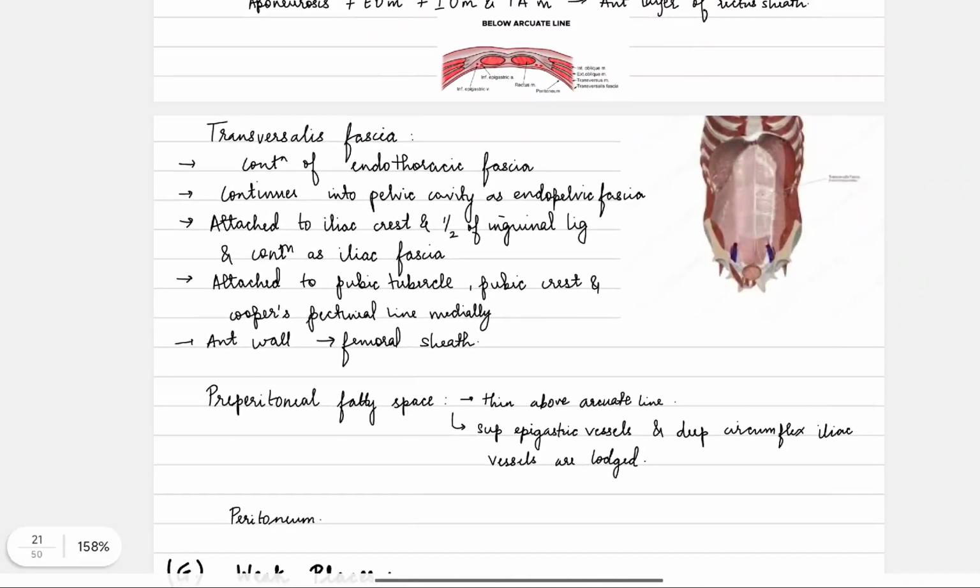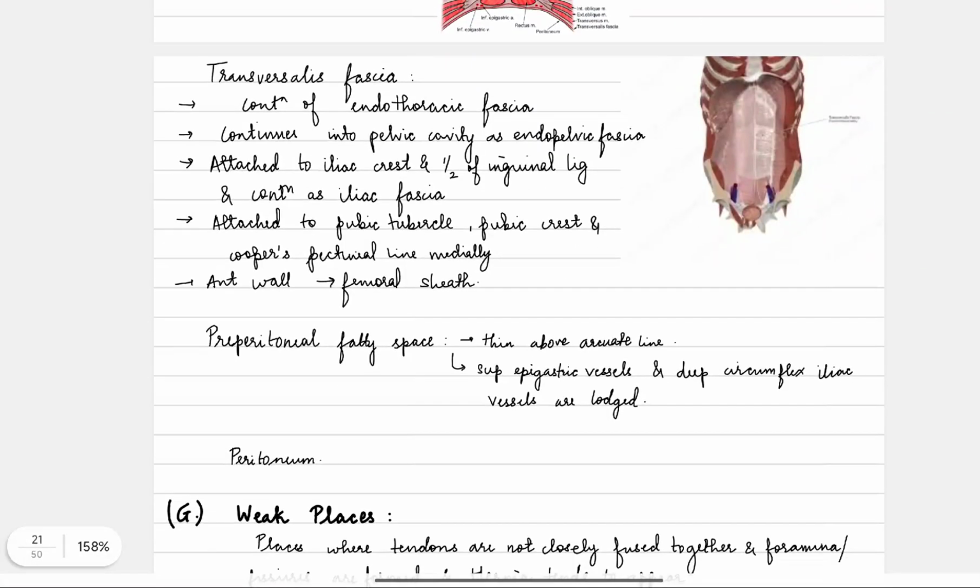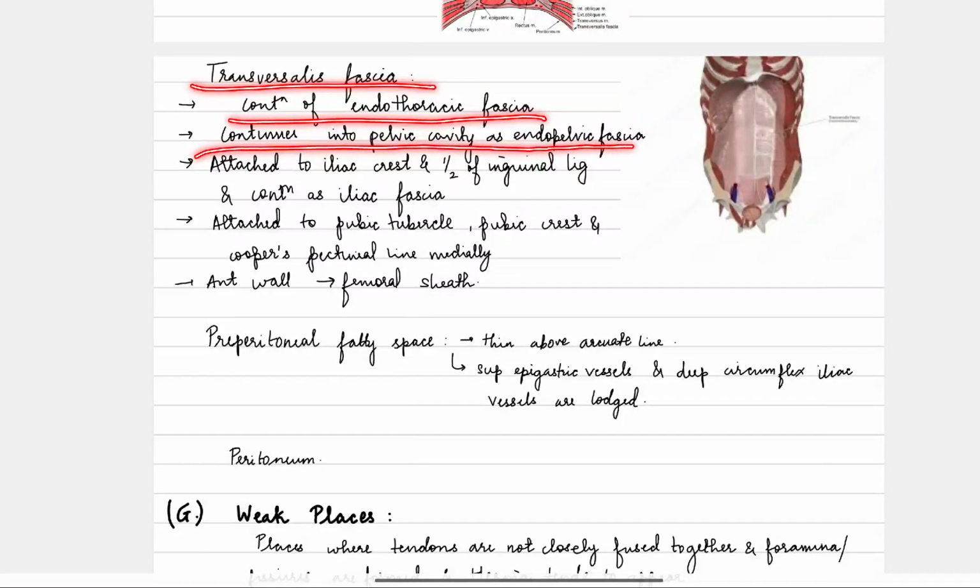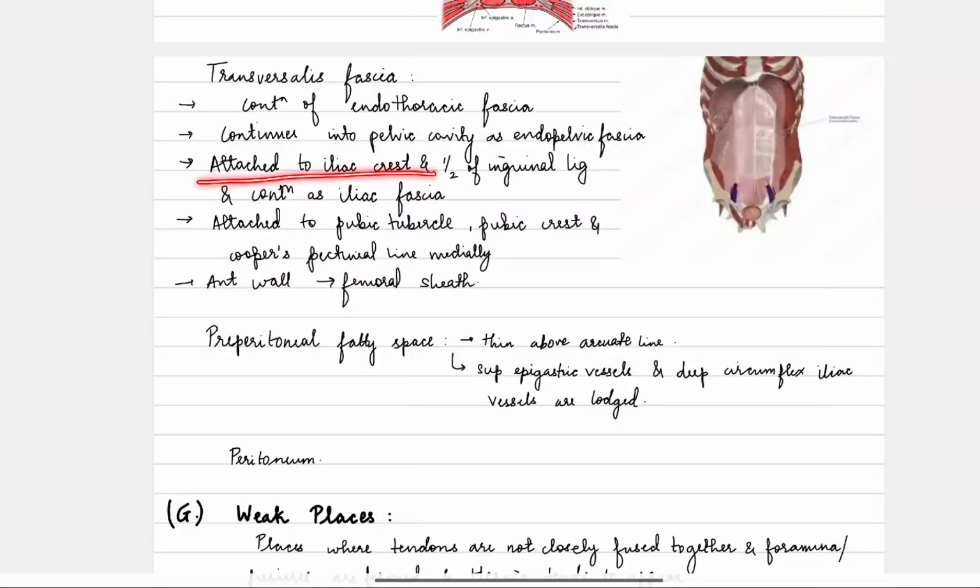Okay. Now next is transversalis fascia. This transversalis fascia is a continuation of the endothoracic fascia, which continues into the pelvic cavity as endopelvic fascia. It is attached to the iliac crest and half of the inguinal ligament and continues as iliac fascia. It is attached to the pubic tubercle, pubic crest and Cooper's pectineal line medially. Anterior wall, it forms the femoral sheath.